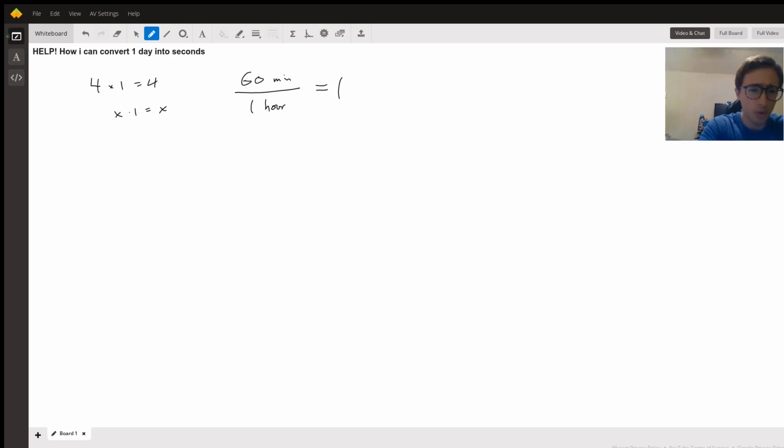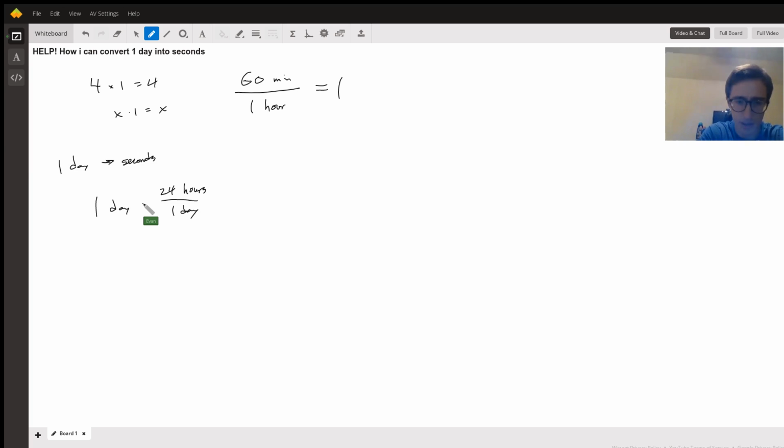So if we want to convert 1 day into seconds, we basically want to multiply it by 1 in just the right way, just a few times, in order to get the units from days to seconds. So we got to kind of step our way down. So let's do that. 1 day times, let's see, how many hours are there in a day? Well, there are 24 hours in a day. So 24 hours divided by 1 day. Again, that's just 1 because they're equal.